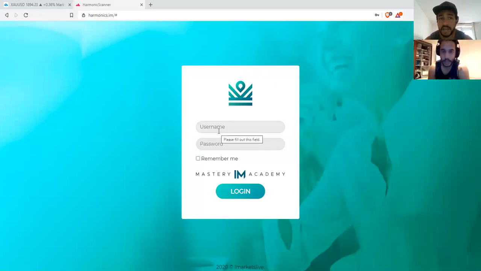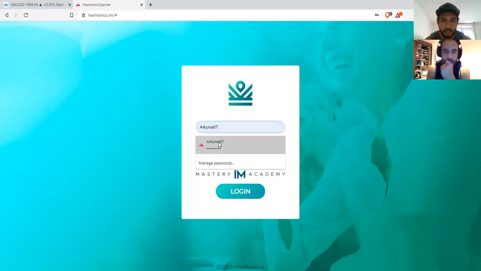So this is Harmonic Scanner. That's the website. Make sure you put the S at the end of Harmonic. And then it's just slash with a hashtag. Then you put in your details. So this is the scanner that does everything automatically.